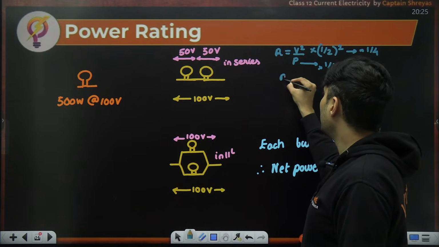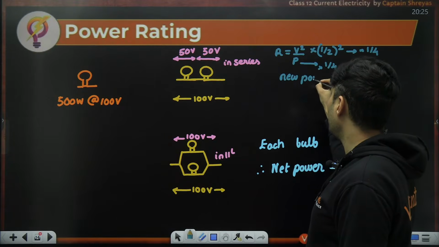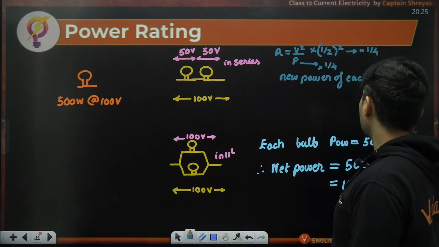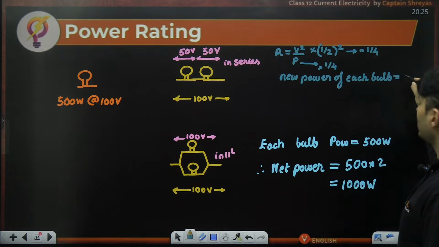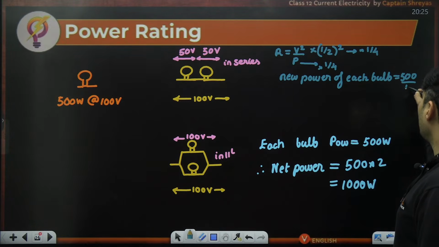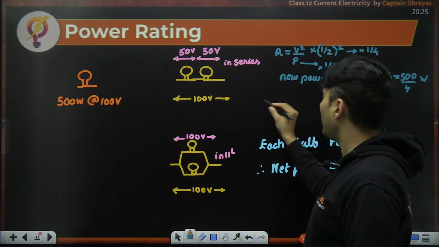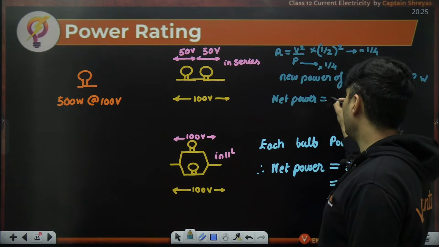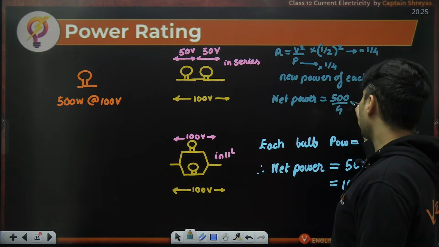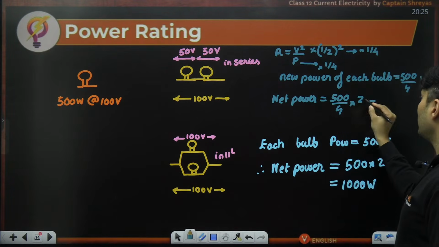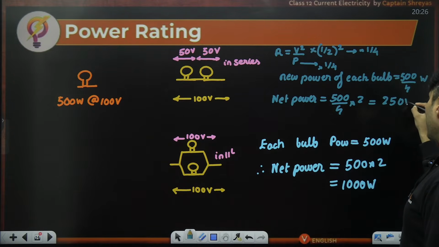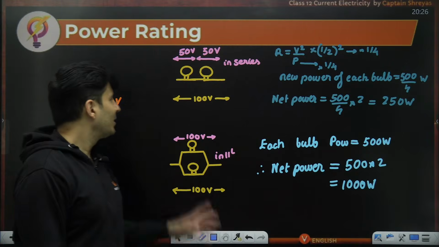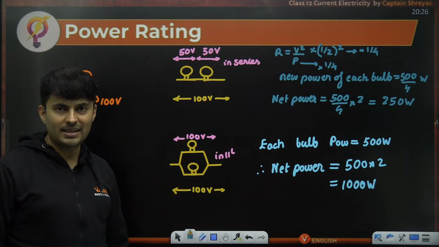So the new power of each bulb is, how much was it? 500 divided by 4 watts. But there are two bulbs, so the net power will be 500 by 4, but there are two bulbs, so it will be by 2, which means it will be 250 watts. So if you take same bulbs in series, the power has become n times less net power.